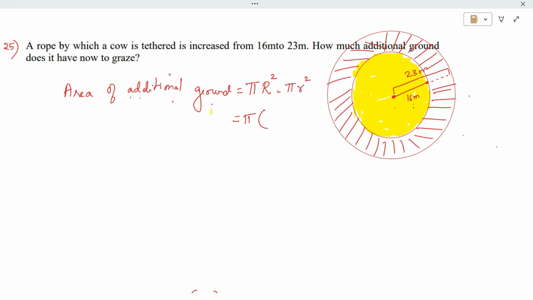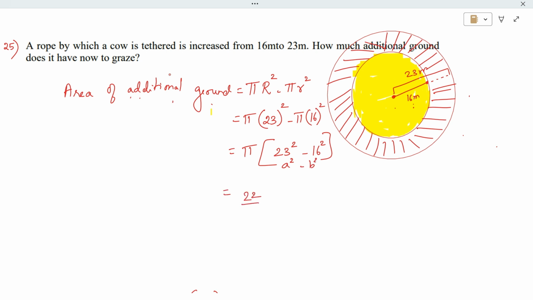So capital R is 23 meter, that is the radius of the outer circle, squared, minus pi, and small r is 16 meter, that is 16 squared. Now take pi commonly outside, so you know it is 23 squared minus 16 squared. Either you can just square it, 23 squared, or you can just use the formula a squared minus b squared identity. I'm going to use that.